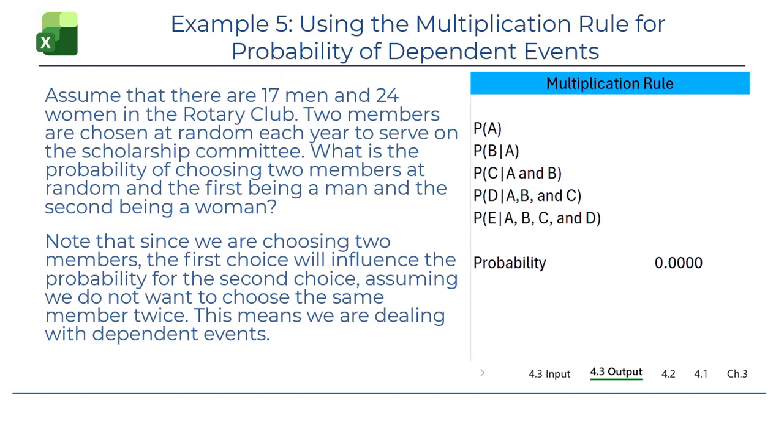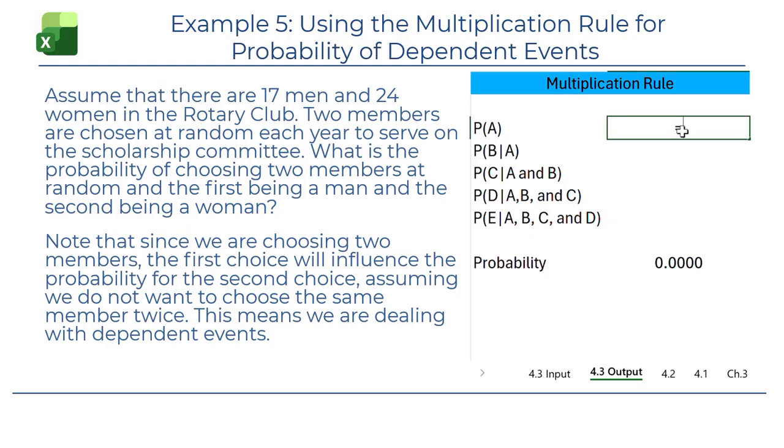Example 5, assume that there are 17 men and 24 women in the Rotary Club. 2 members are chosen at random each year to serve on the scholarship committee. What is the probability of choosing 2 members at random and the first being a man and the second being a woman? Again, note that this is 2 events occurring, and the first choice will influence the probability for the second choice. So the first choice is choosing a man.